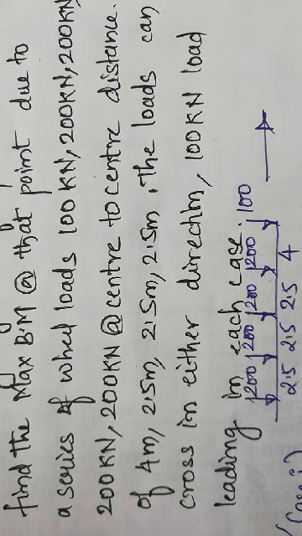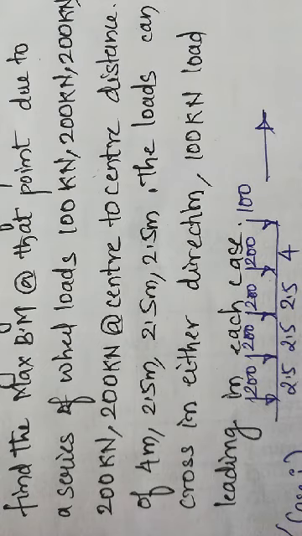Okay, now can cross in either direction means the load can once move from left to right, and in the other case it can move from right to left. So in both cases the 100 kilonewton load is leading, and we have to calculate for both cases the maximum bending moment at 10 meters away from the left hand support.